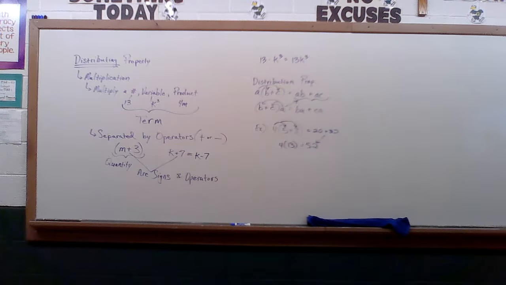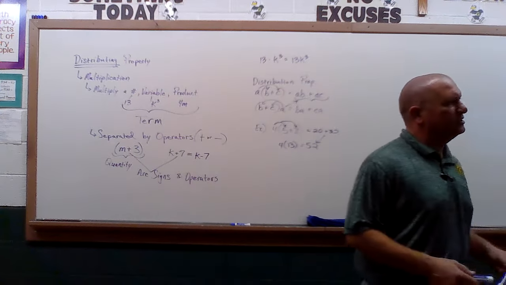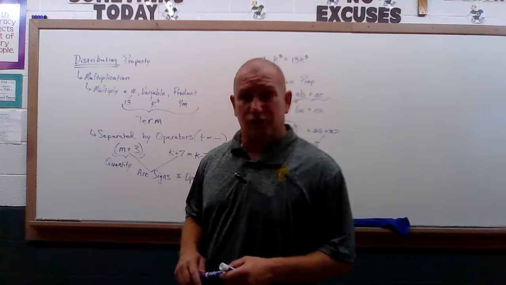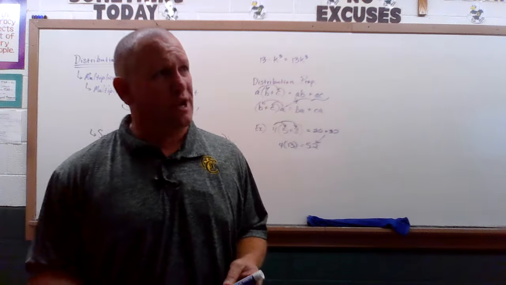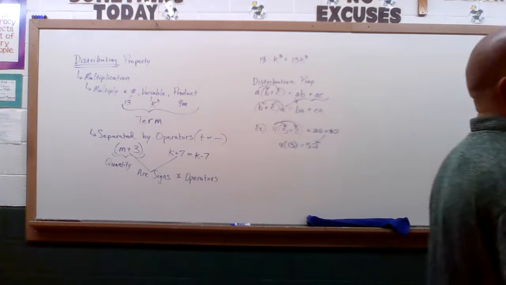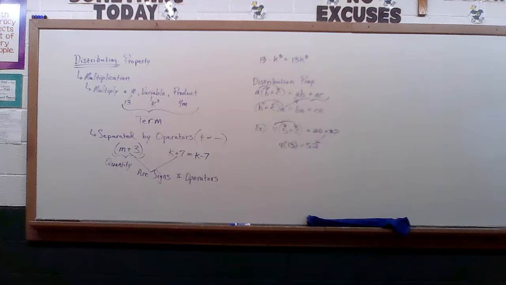Okay? So, let's try to do this with the sorted problem. A one-day rafting trip costs $69 a person, and wetsuits are $15 each. Write two equivalent expressions for the total cost for a family of four that all get wetsuits.